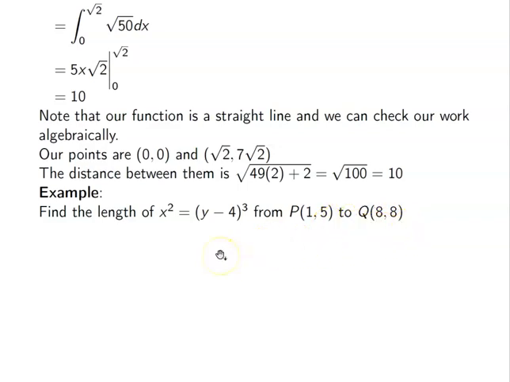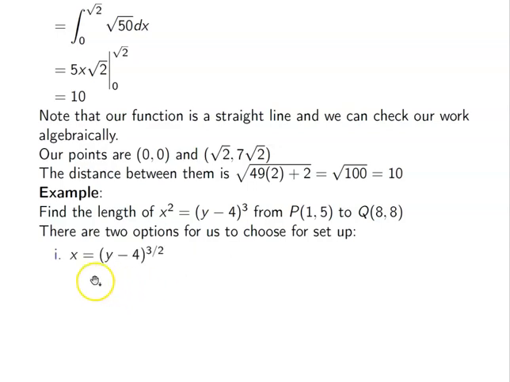Okay, so there are two options for us. The way that it's set up right now, I can isolate x or I can isolate y. And one of them may be much easier or much harder or the same as the other. It would be nice to know what my choices are. So if I solve for x, I basically just have to square root both sides, or raise everything to the 1/2 power. And so then I get (y minus 4) to the 3/2.